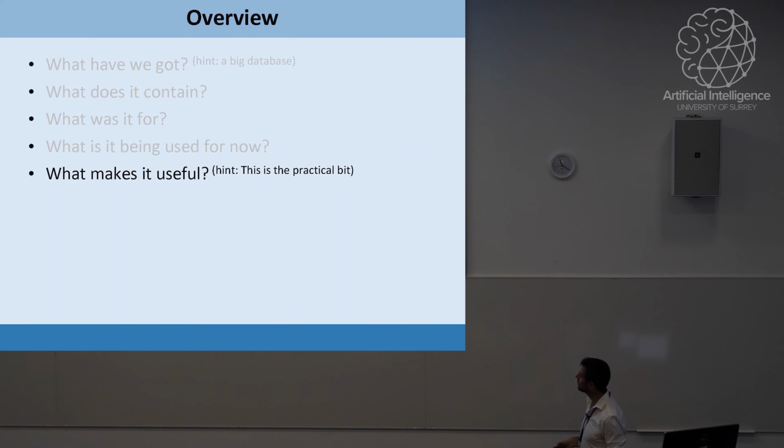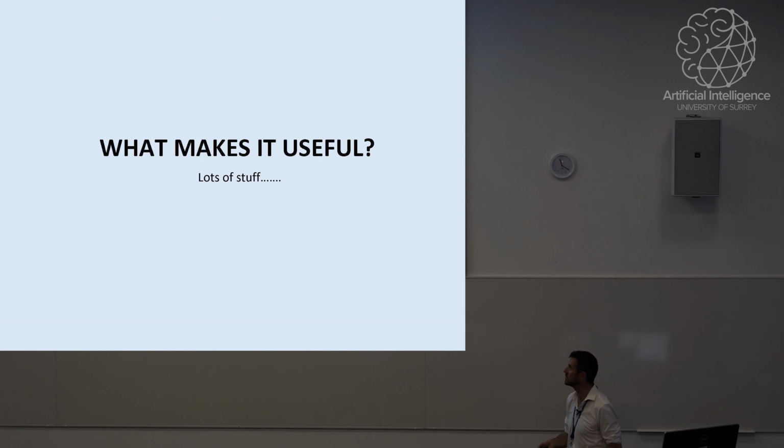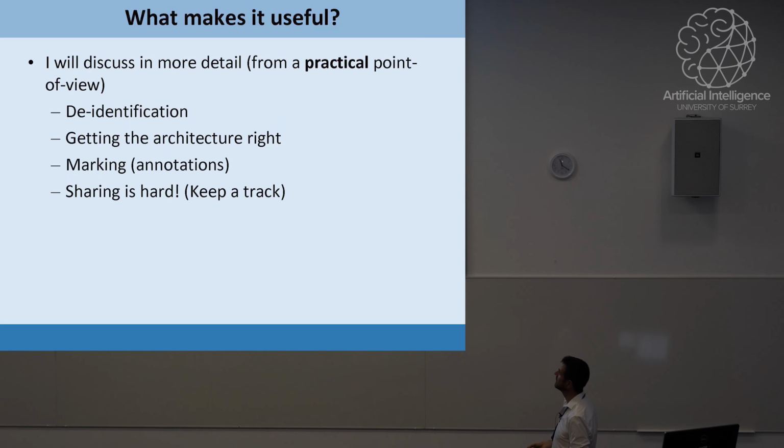So what I'm going to do now is just run through the aspects of our particular medical image database and what makes it useful for AI. And then I'm going to pick on some of those to tell you how we enabled that. So that's where the kind of practical bit comes from, the challenges. So lots of things make it useful. Oh yeah, I should have come to this slide to say what I just said.